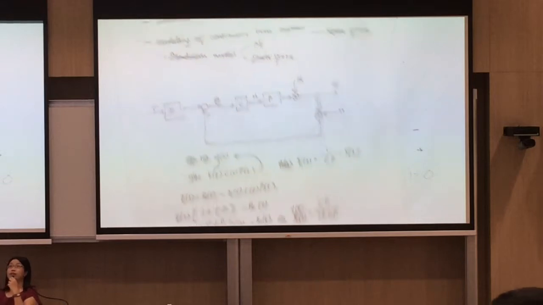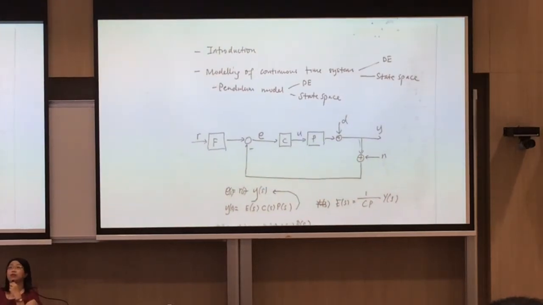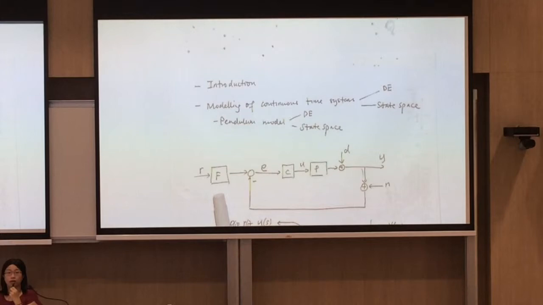Okay, I think recap. We have done an introduction earlier on last week. We have gone through modeling of continuous time systems, differential equations, and state space. We have looked at the pendulum model, differential equation, and state space. Next, what we're going to do. Remember that from now onwards, we're going to look at the system in this block diagram form. It's not just C and P, but we also have a pre-filter to shape the reference. We also want to study how robust a system is when there's external disturbance D and noise.